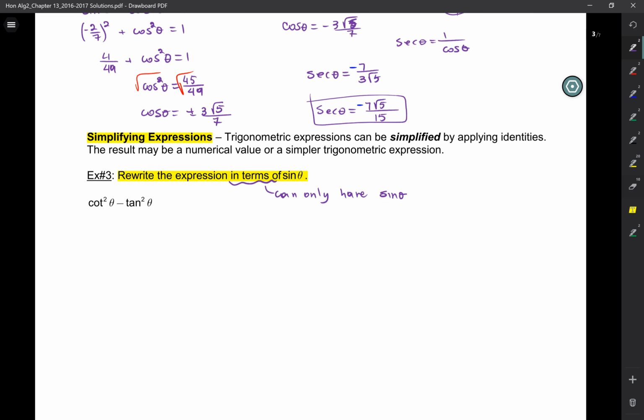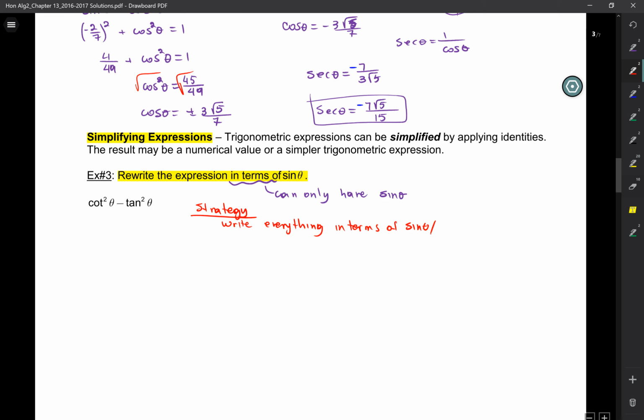When in doubt, here's what you do. Switch everything and write everything in terms of sine and cosine. Okay? So that's a good strategy. The best strategy is write everything in terms of sine and cosine. All right, so let's do that.